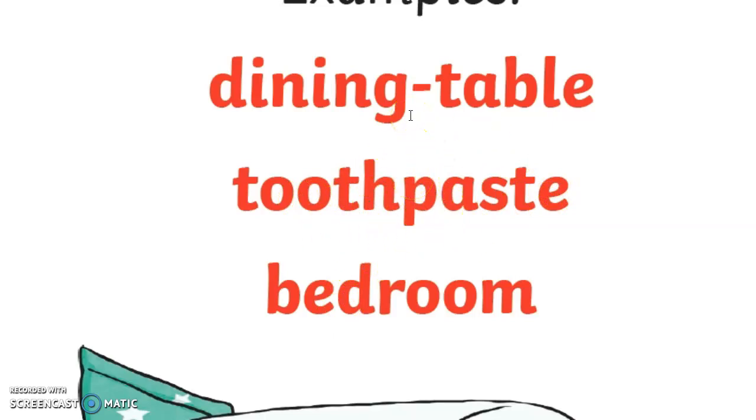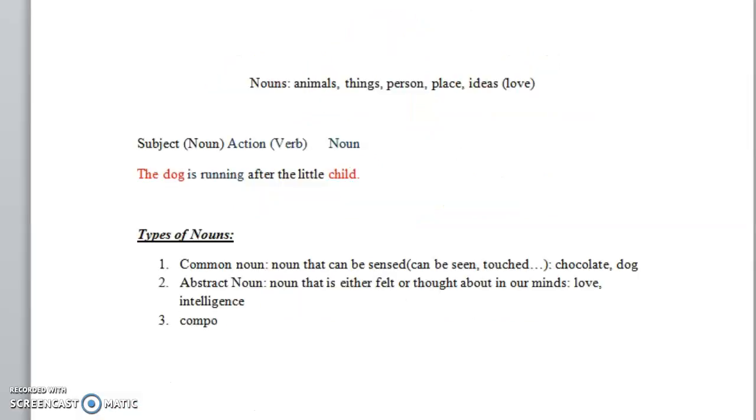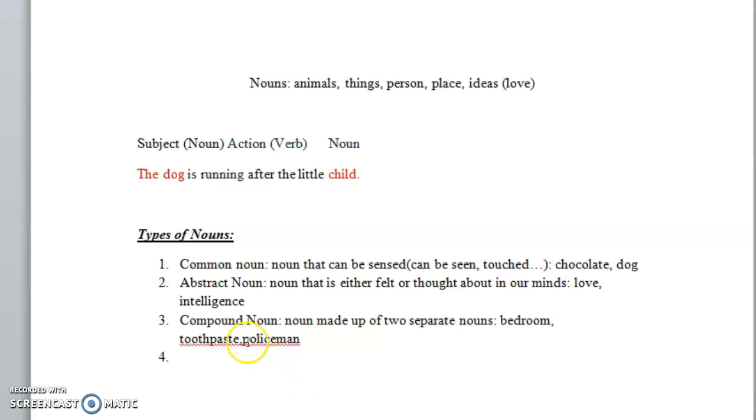Same goes to dining table. Dining, table, we link them together. We have a new word, which is dining table. So this is compound noun. Compound noun. It's a noun made up of two separate nouns. For example, bedroom, toothpaste, policeman. Police is a noun, man is another noun. We link them together, we have policeman.